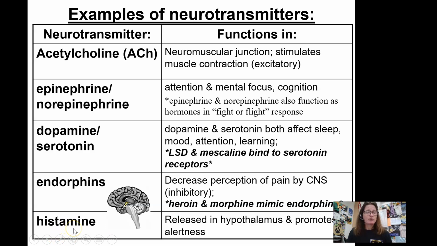Histamine, you may have heard of antihistamine, but histamine comes from a very specific part of your brain, and it's keeping you alert. That's why if you've ever taken an antihistamine like Benadryl, for example, it makes you pass right out, because it is counteracting the effect of the histamine in your brain. And so we love the histamine going in our brain.